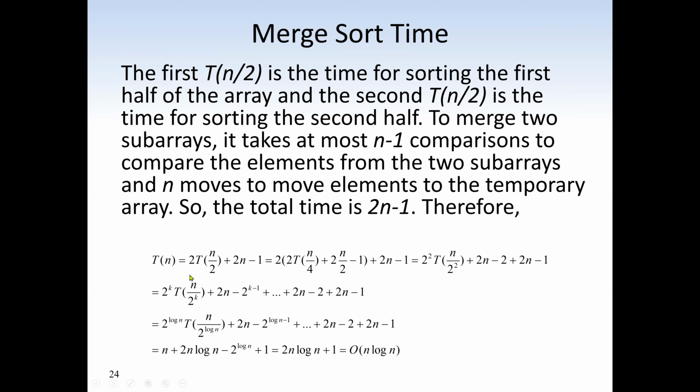So again, we can say finally we get big O n log n. The first T(n/2) is the time for sorting the first half of the array, and also the second T(n/2) is the time for sorting the second half. The next step is to merge the 2 subarrays, which takes at most n-1 comparisons to compare the elements from the 2 subarrays.